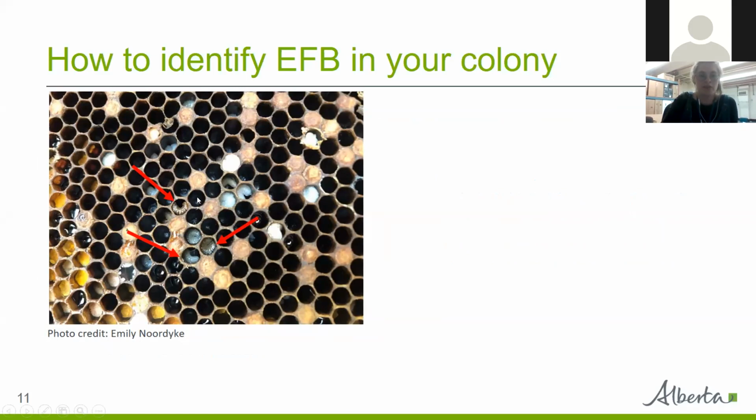This is a frame of ESB, and you can see this top larva is kind of curled. It's a weird color, like a goldish yellow color. You can kind of see the tracheal lines on there, and of course this larva is infected with ESB.